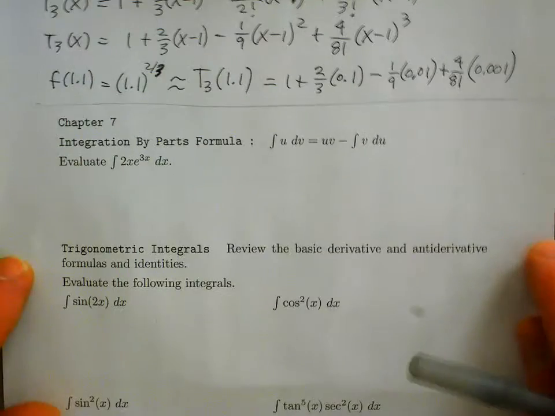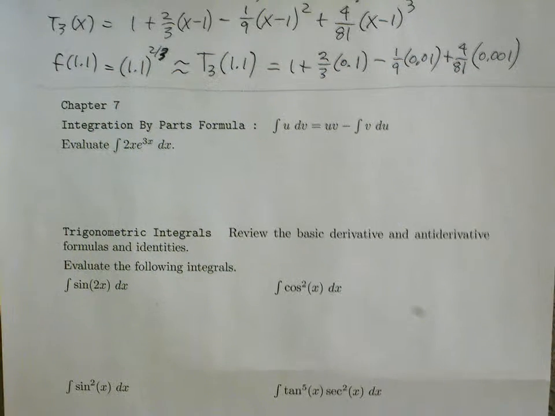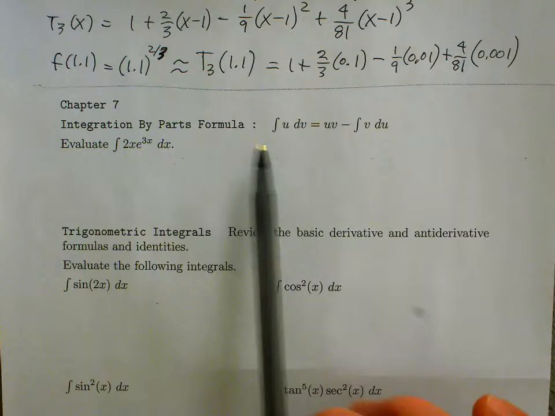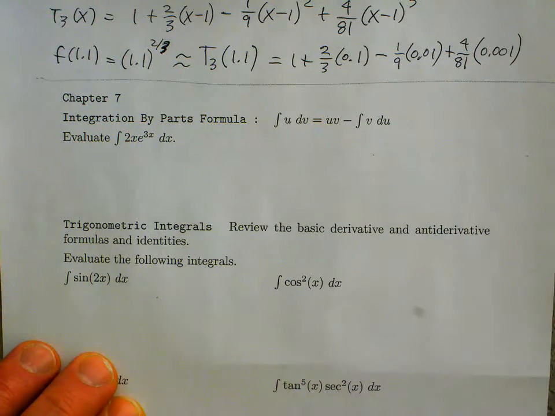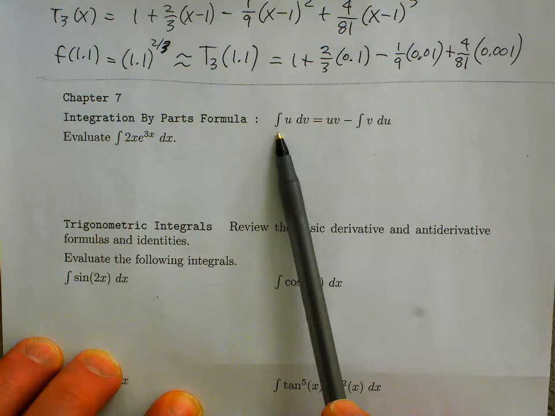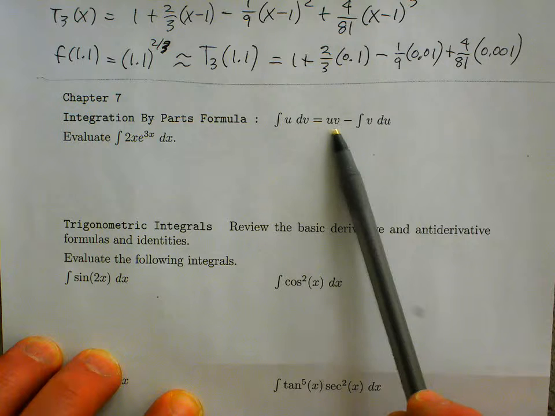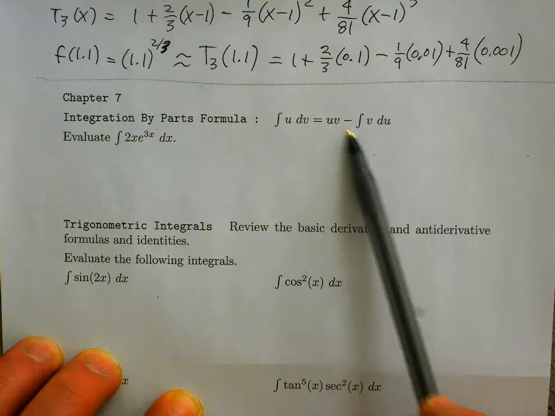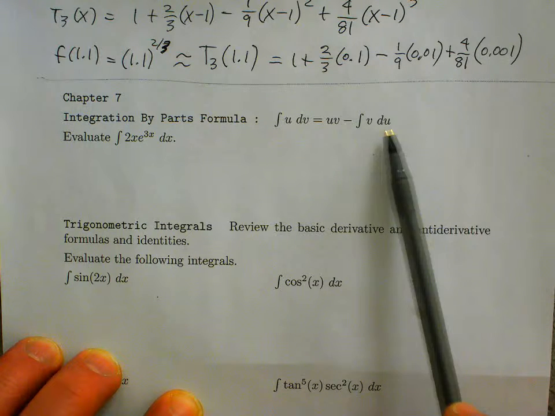Okay, let's start reviewing the Chapter 7 material. Make sure that you know the integration by parts formula for integrals. If you have an indefinite integral of the form u times dv, then that's equal to u times v minus the indefinite integral of v times du.